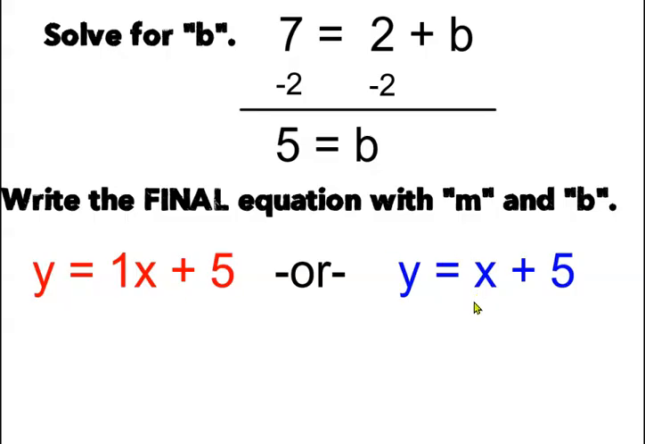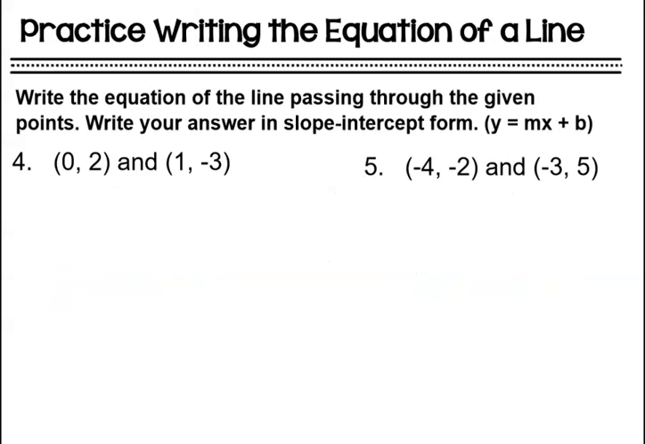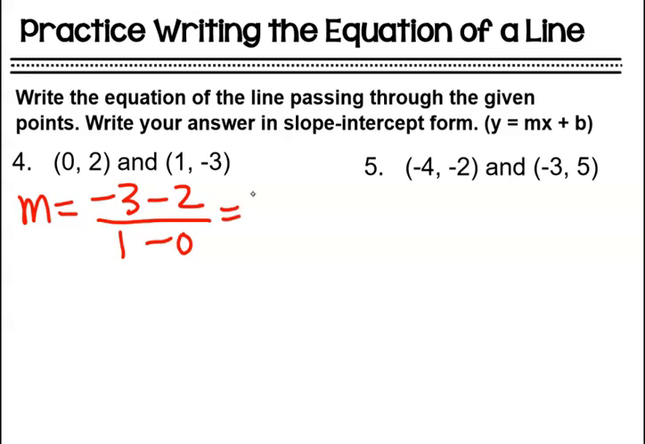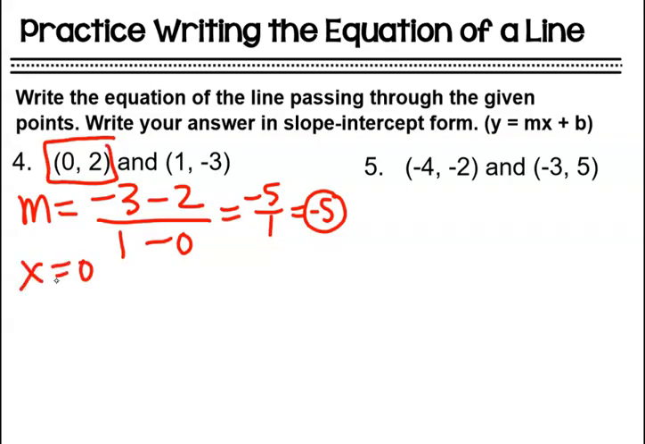Sometimes we leave a 1 invisible if it's a coefficient, like the blue sentence. Let's try 2 more. First, we need to calculate the slope. y2 minus y1 over x2 minus x1. My slope is -5. Choose any point you like. I'm going to choose this one. That means my x is 0 and my y is 2.